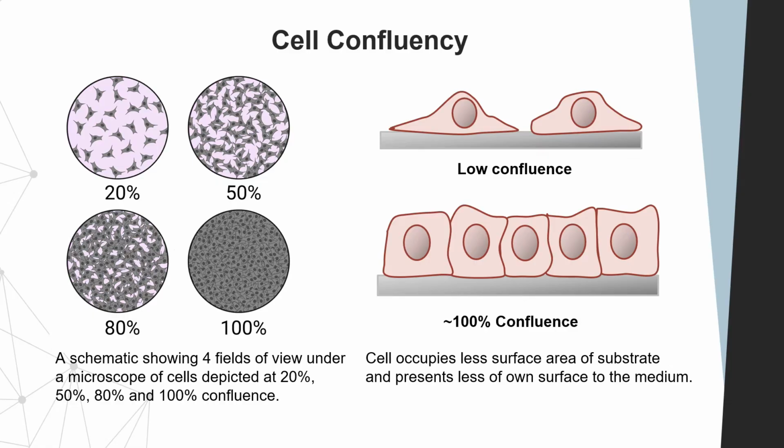At 100% confluence, if you look at the diagram on your right, the cell occupies less of the surface area of the substrate. Everything gets bunched together, and then it presents less of its own surface area to the medium. So it's really crowded. That is what it means by 100% confluence, totally all covered. When you are subculturing, generally you will have to subculture your cells when they are at 75 to 80% cell confluency.